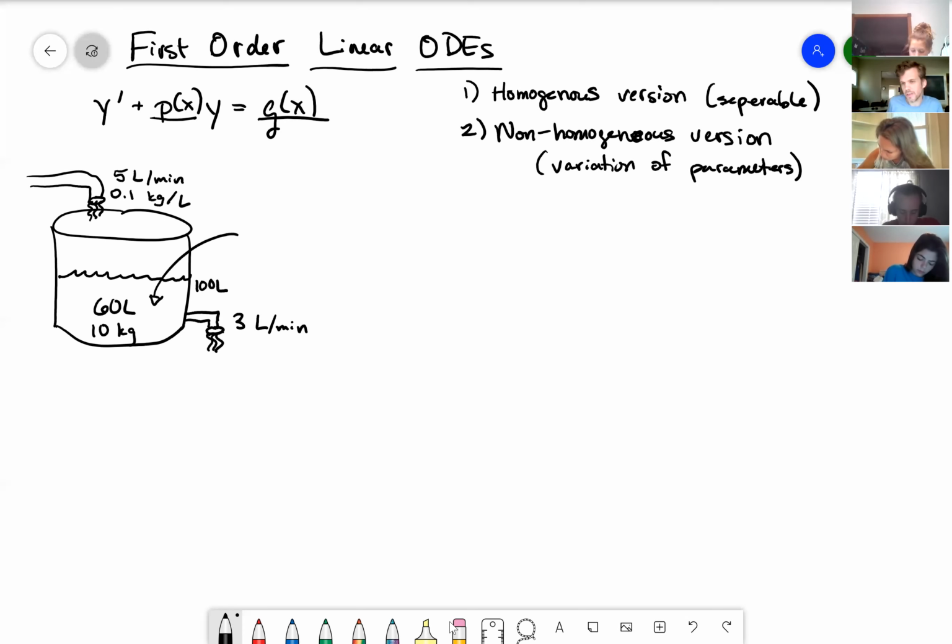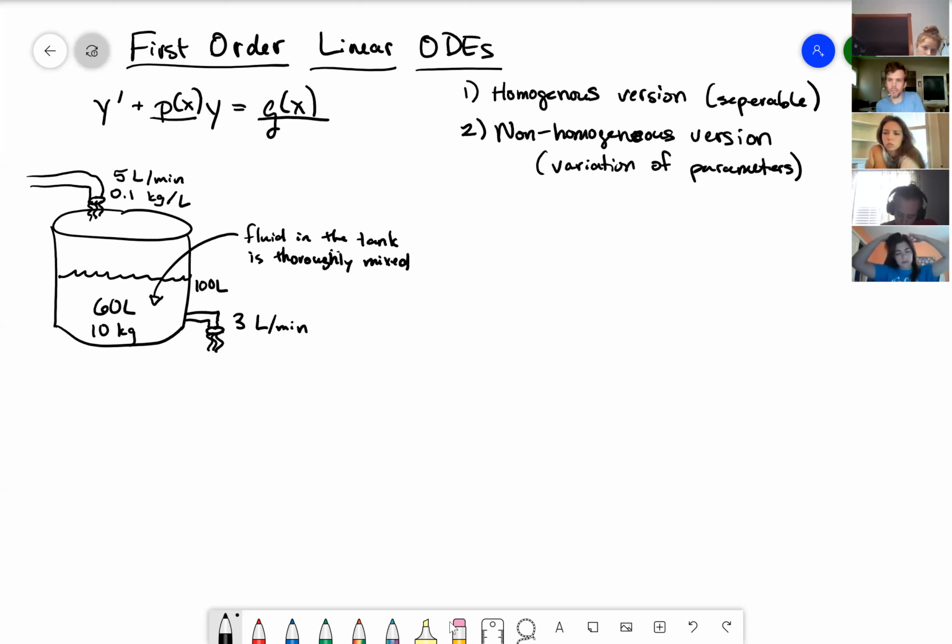And we make this assumption that the fluid in the tank is thoroughly mixed. So everything has the same concentration. There's not more salt at the bottom than there is at the top or something like that. So the liquid that's flowing out, we assume that the concentration is just however much salt is in the total solution divided by how much water. Just to simplify the calculation, simplify it to the point that we can actually solve it.